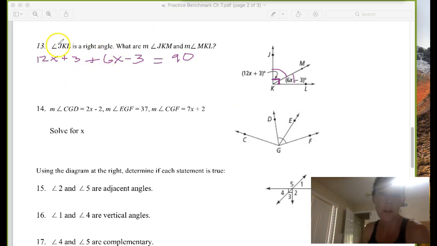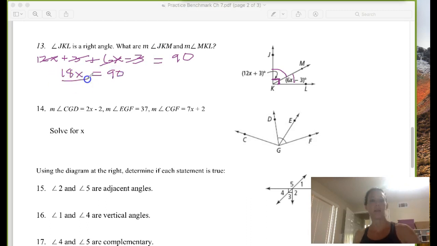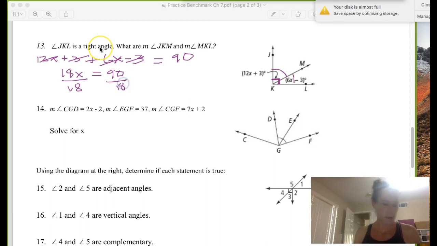So do the math on this. Let's simplify one side by combining like terms before we work both sides. So 12x's plus 6x's are 18x's. And 3 minus 3, well, that's just 0, so cross those out. So 18x's equals 90. Now to solve, I'm just going to divide both sides by 18. And I can do 90 divided by 18, and I'm going to get 5. I don't know my 18s. All right. So x is 5.